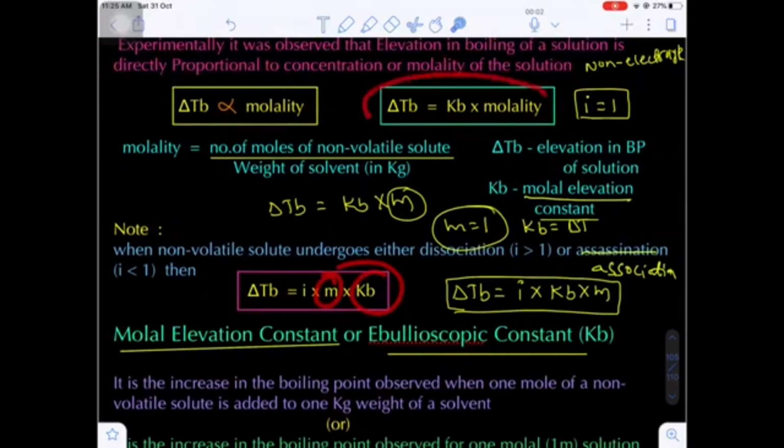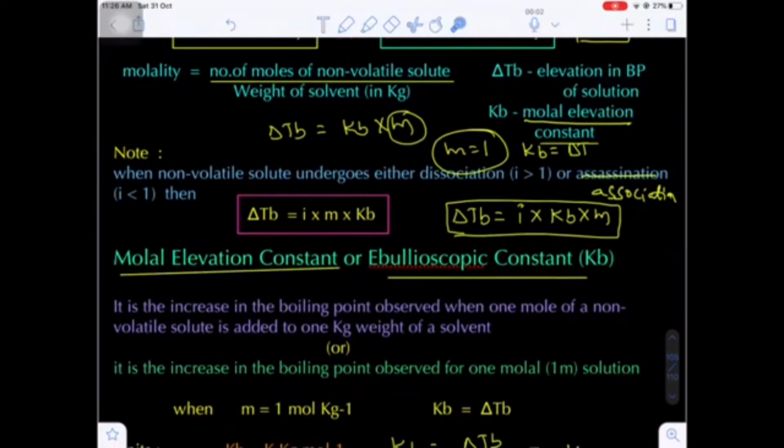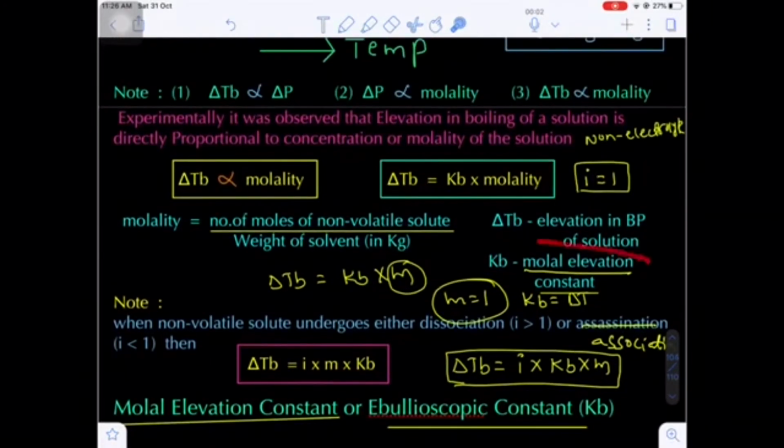Now delta Tb is equal to i into molality multiplied by Kb. Here I am not using i because in the case of non-electrolytes, they do not undergo ionization, so that's why we are using the i value 1. But in the question, if the degree of ionization or degree of association is given, then we have to consider i, that is the van't Hoff factor. So delta Tb is equal to i into Kb multiplied by molality. Now what is the definition of the ebullioscopic constant or molal elevation constant? What is the formula of the molal elevation constant? That will be Kb, which is nothing but delta Tb divided by molality.